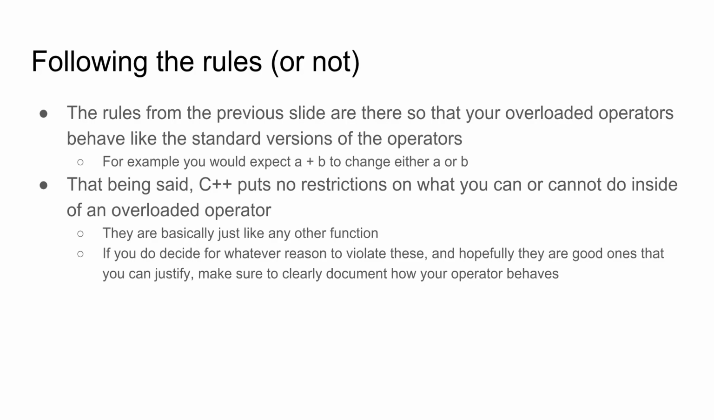These rules are there so that your overloaded operators behave like standard versions, the way users expect them to behave. That being said, you're free to do whatever you want, and people can get really confused by your overloaded operators because they have expectations on how plus should behave or minus should behave, right? If you want a version of plus where you do a plus b and all of a sudden a changes, you can write that function. But somebody's probably going to be really confused when they do a plus b and they get a different value for a.